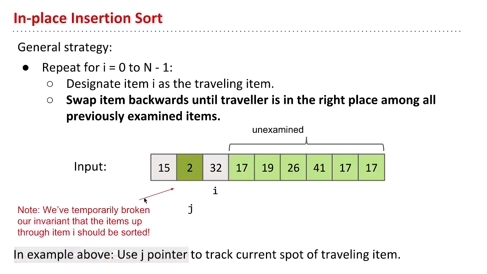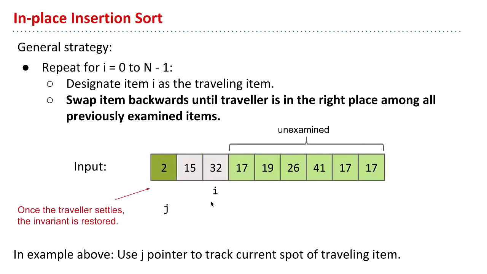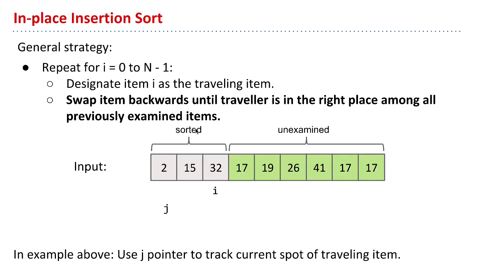At this point, I'm going to make a quick note, which is that whenever the 2 is moved here, we've temporarily broken our invariant, which is that all of the items to the left of the traveler's old home are sorted. This is not in sorted order, but we restore that invariant by continuing to walk. So once the traveler settles, the invariant, which is that the left side is sorted, is now true again. Now you might say, invariant, where'd that come from?